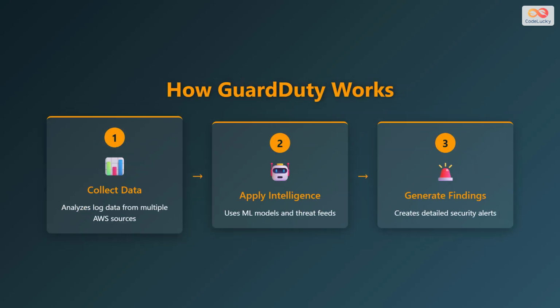GuardDuty operates through a simple 3-step process. In Step 1, it continuously collects and analyzes log data from multiple AWS sources we discussed earlier. In Step 2, GuardDuty applies its intelligence by running machine learning models and consulting threat intelligence feeds from AWS and security partners like CrowdStrike and Proofpoint. These models have been trained to recognize patterns of malicious behavior. Finally, in Step 3, when GuardDuty identifies a potential threat, it generates detailed security findings that include information about the affected resources, severity levels, and recommended actions you should take.